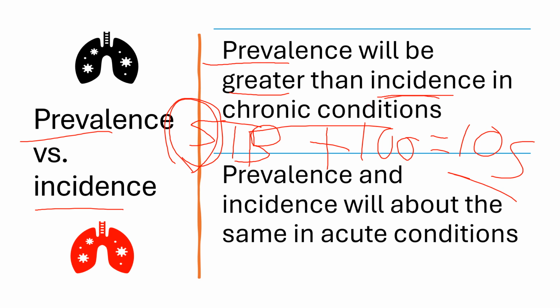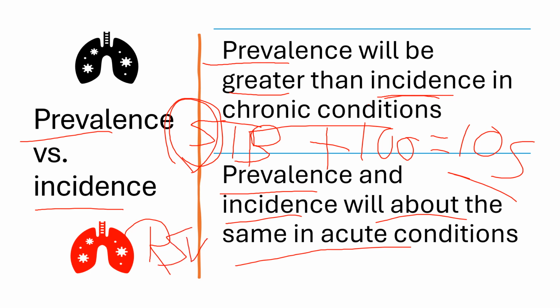On the other hand, prevalence and incidence will be about the same in acute conditions. For example, you work in a hospital and every day you have about 20 new admissions of RSV bronchiolitis, and you discharge about the same almost every day. So the incidence and the prevalence here are about the same in acute conditions.